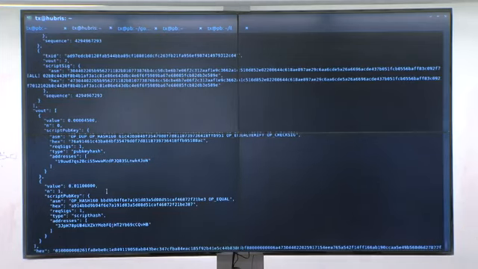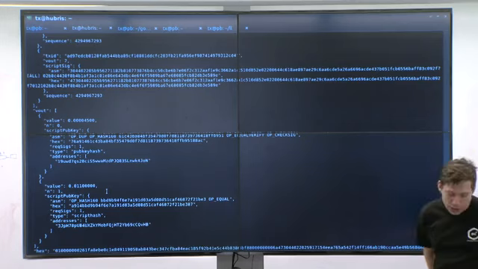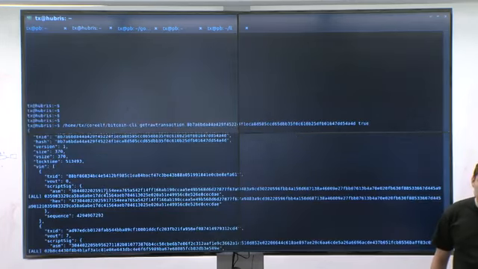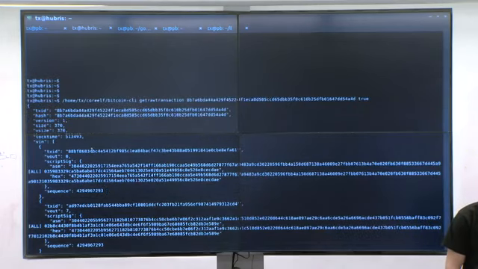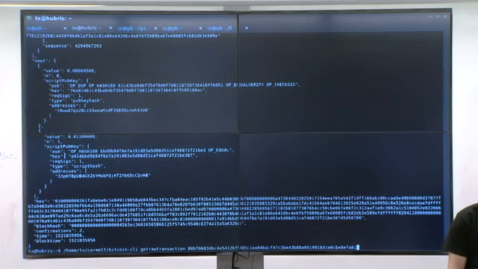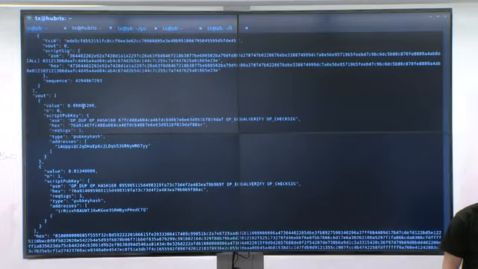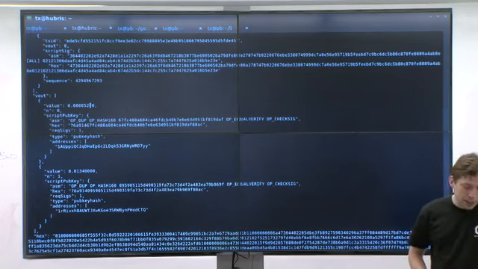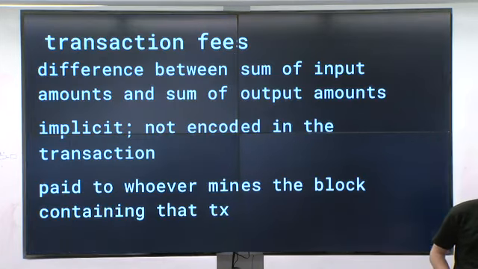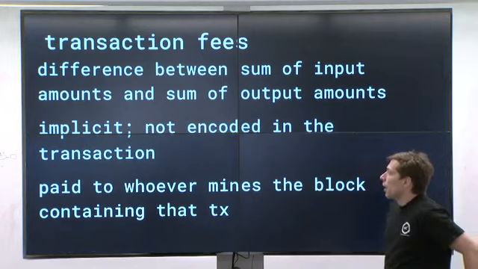However, we don't know what the fees are. We know the total output amounts, but the input amounts are not encoded in the transaction itself. In order to figure that out, we'd have to go to this transaction and see what vout 0's output amount is, which we can do. And it's 0052, so we can add it up that way. But it's not written directly, which is a little weird.